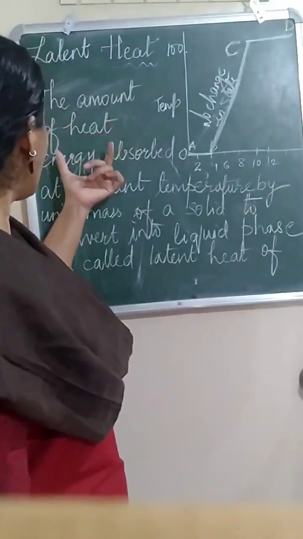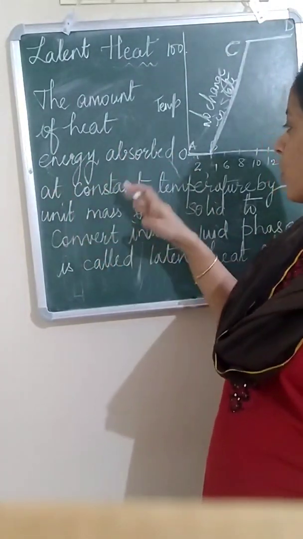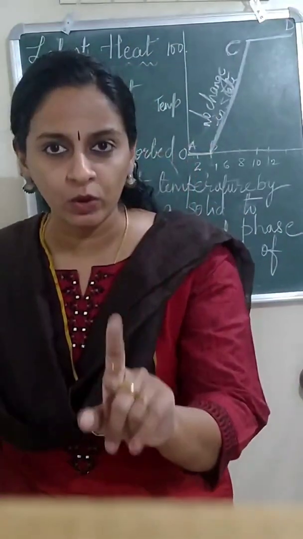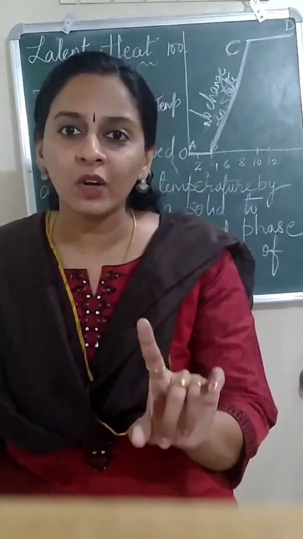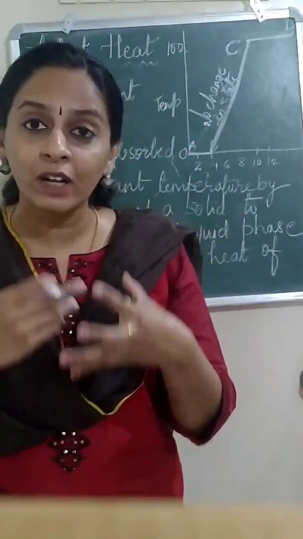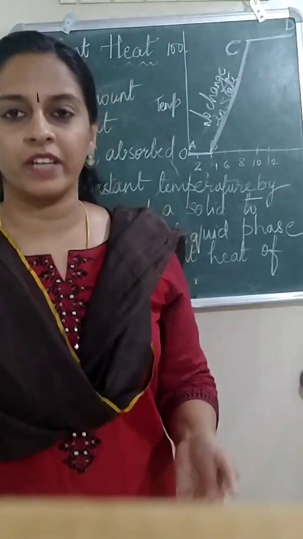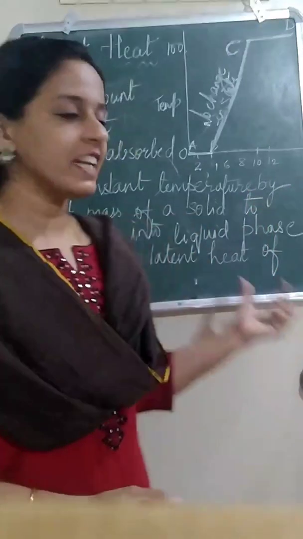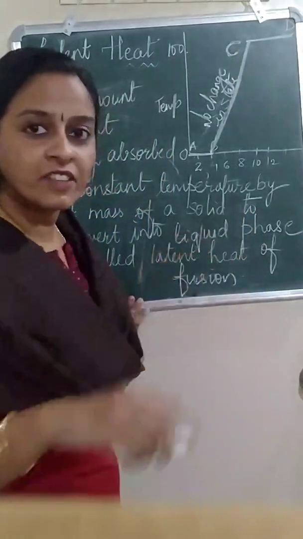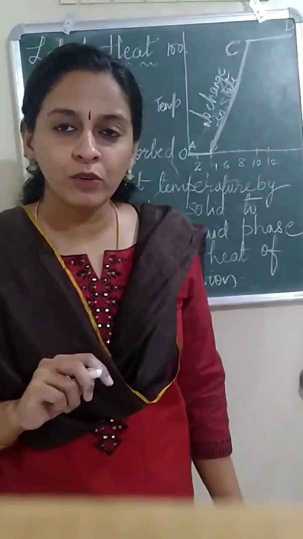So, the amount of heat energy absorbed at constant temperature by unit mass. Unit mass means it can be 1 kilogram or 1 gram, 1 kilogram of ice or 1 gram of ice. How much heat energy that 1 kilogram or 1 gram of ice is taking to get converted into liquid, that is called latent heat of fusion. So when solid gets converted into liquid, you will use the word fusion. So define latent heat of fusion.